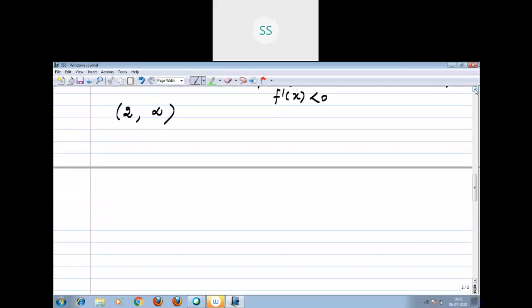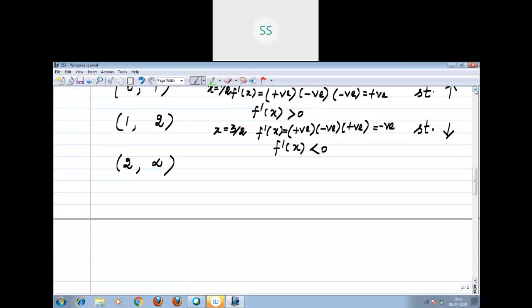2 comma infinity. Here you can assign x is equal to 3, right? Any value, for your understanding purpose I am giving the numbers. If you want, you can assign any value. X is equal to 3. That means f dash of x equal to 4x, that is positive. Next bracket is x minus 2, that is also positive. X minus 1, when you substitute 3 in the place of x, 3 minus 1 is 2, that is also positive. Finally, you arrive at the result as positive.